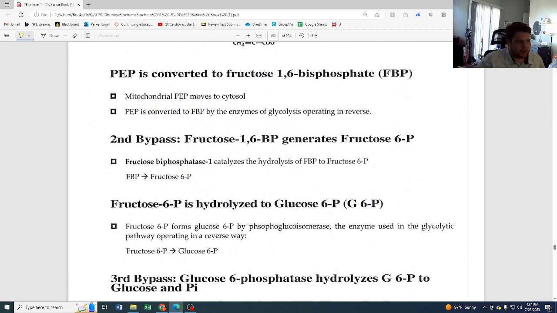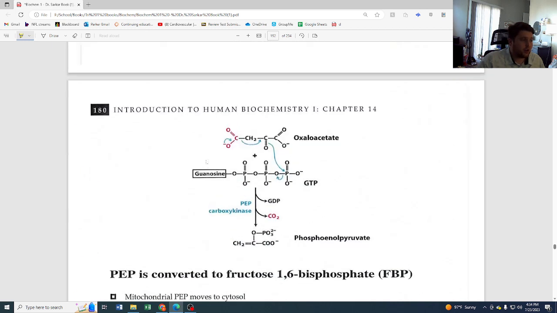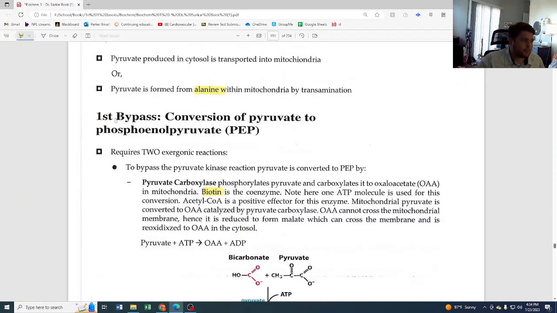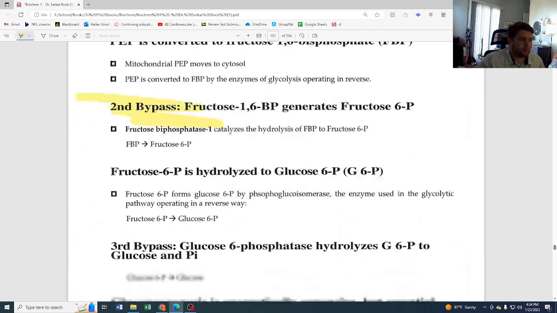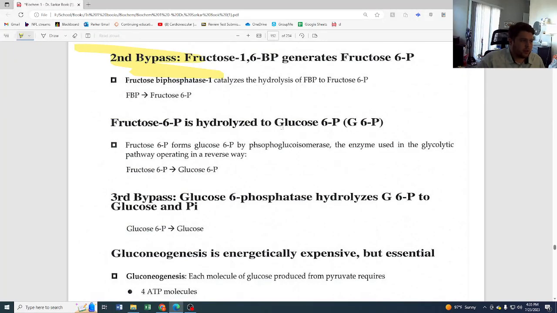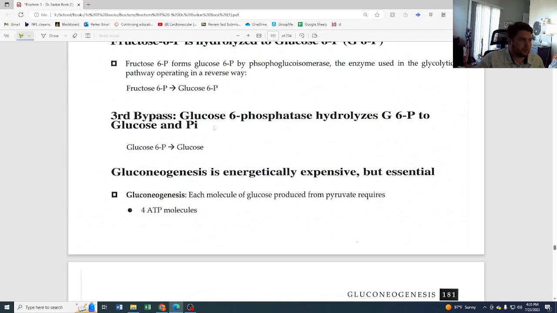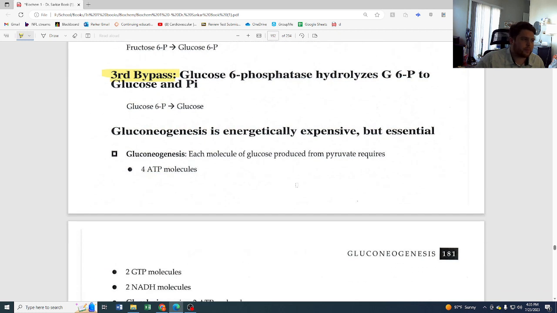Now we have our second bypass. Fructose bisphosphatase 1 catalyzes the hydrolysis of fructose 1,6-bisphosphate to fructose 6-phosphate. Hopefully you remember the reactions of glycolysis, and you really just need to understand and review the bypasses. Again, everything else should be review until we get to our third bypass. Glucose 6-phosphatase hydrolyzes G6P to glucose and an inorganic phosphate.